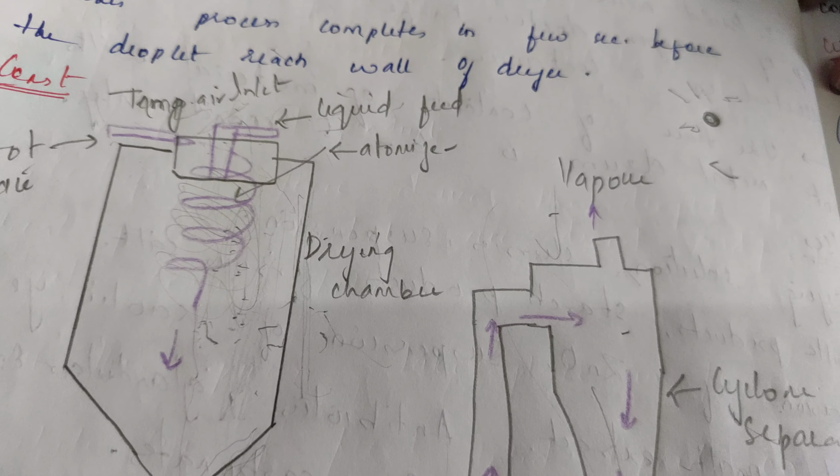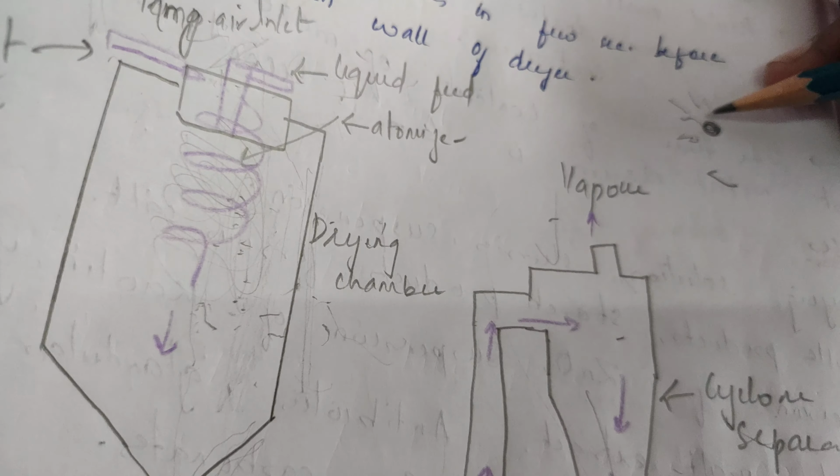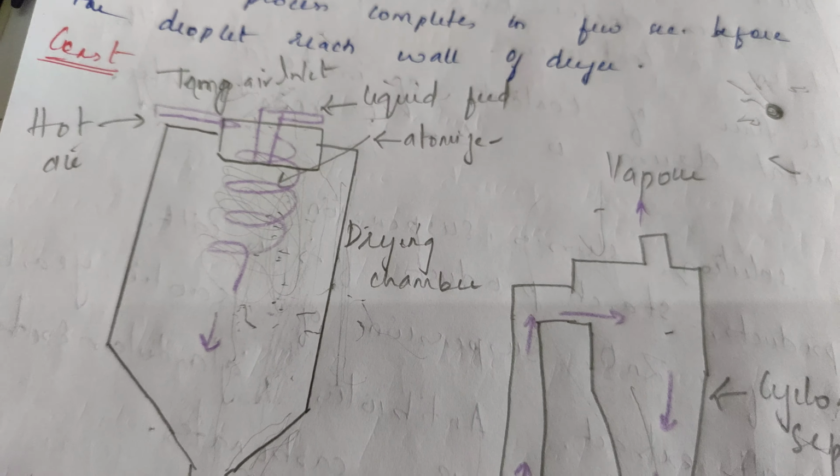Liquid cannot be diffused. Why? Because the hot air velocity is more when compared to the rate of diffusion of the liquid present inside it. And the liquid will get dried completely.